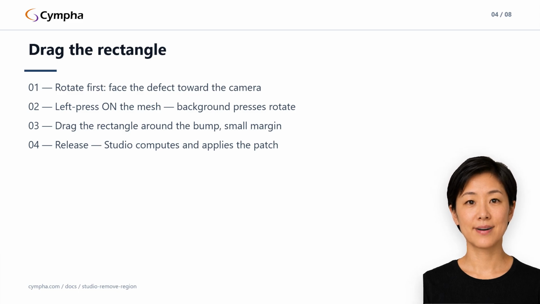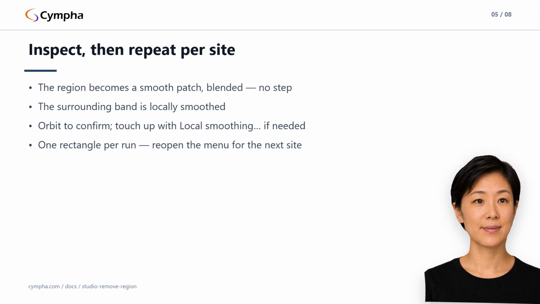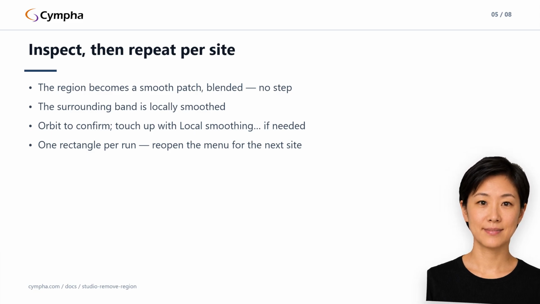After release, three things have happened. The selected region is replaced with a smooth patch, the patch is blended into the surrounding mesh so there's no visible step at the boundary, and the area around it has been locally smoothed so the join isn't sharp. Orbit around the result and confirm the bump is gone and the surface flows naturally.